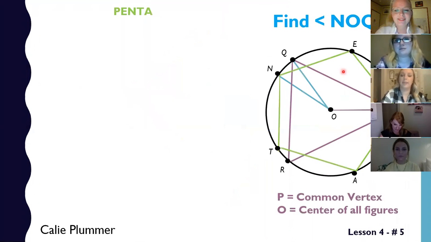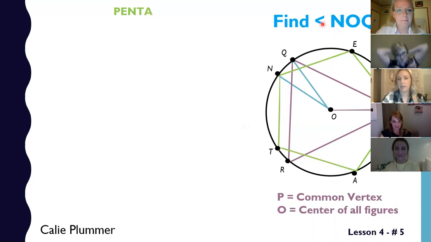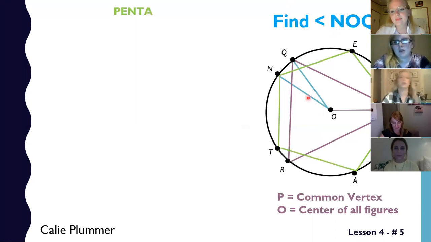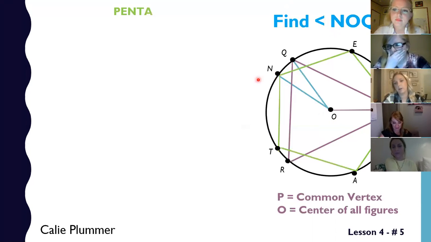All right, so this is a long one. Sit back, get ready. We were asked to find angle NOQ. Here's angle NOQ, in blue. When you look a little closer, you see that it is the space in between angle PON and POQ. It's kind of the void space in the middle.